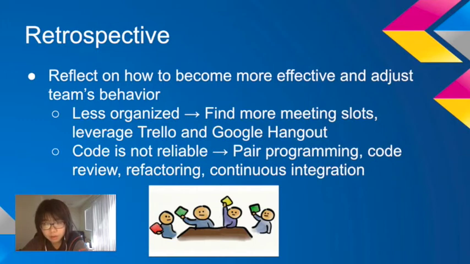When we found our code was not so reliable, we did pair programming, code review, more testing, and code refactoring when necessary. So in retrospective, we find out what practices are good for us.